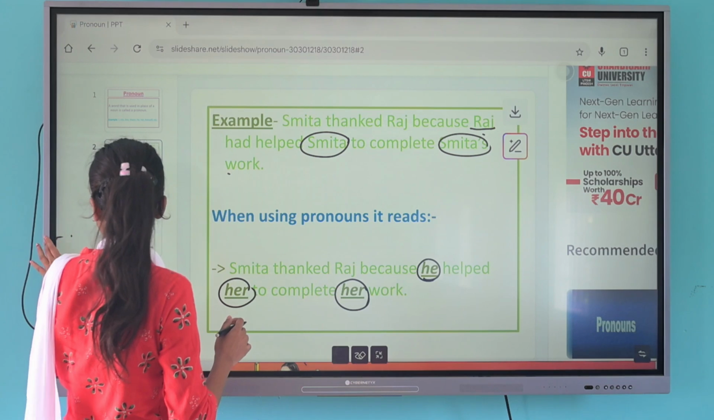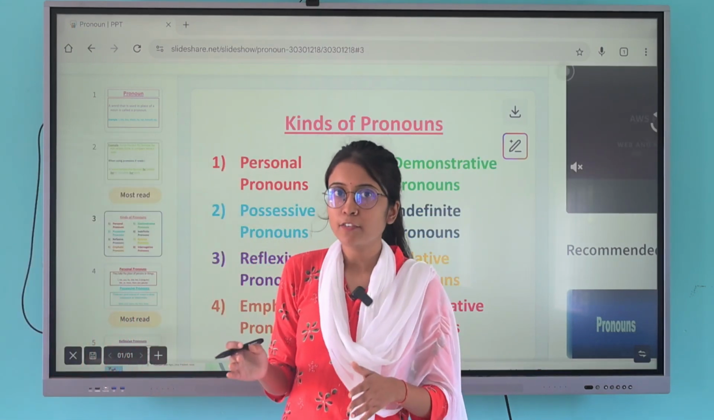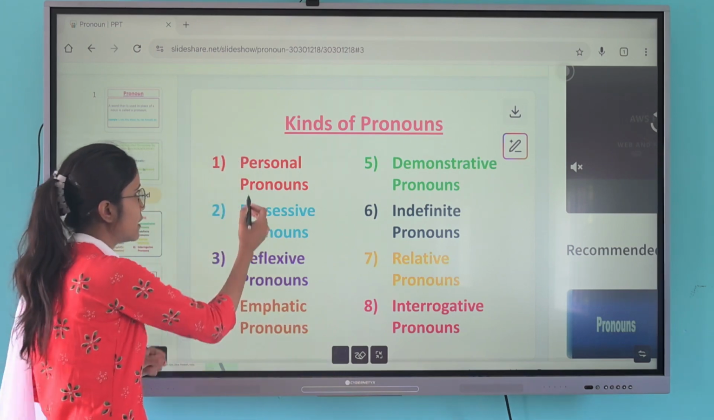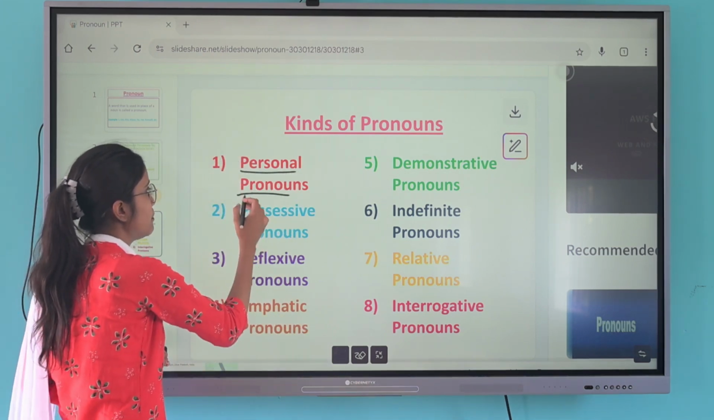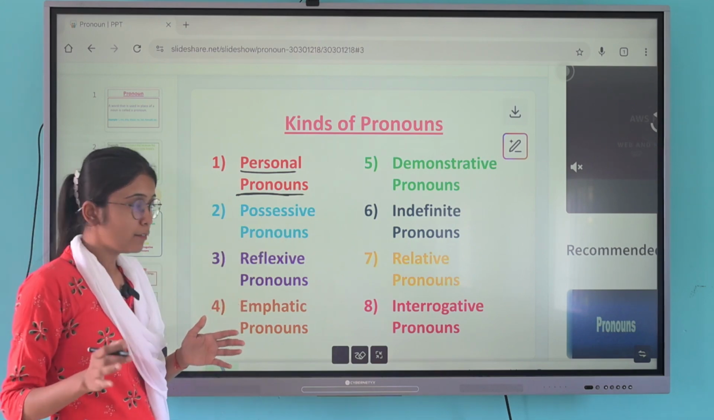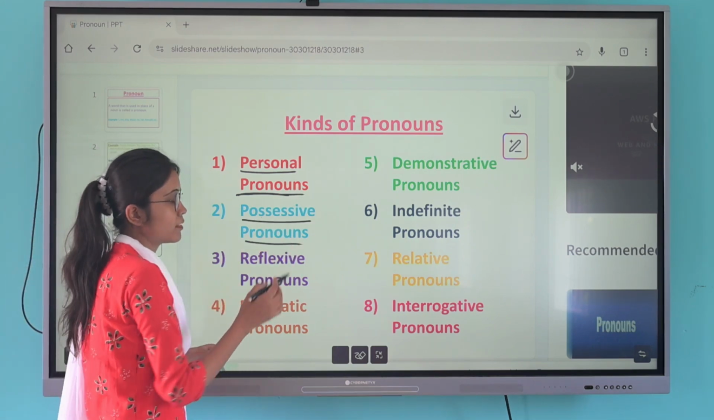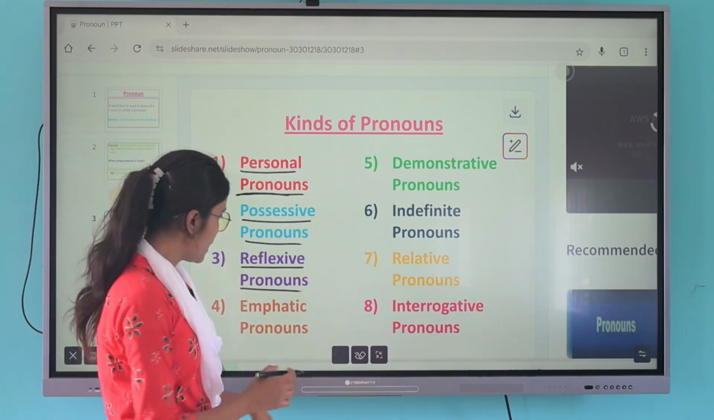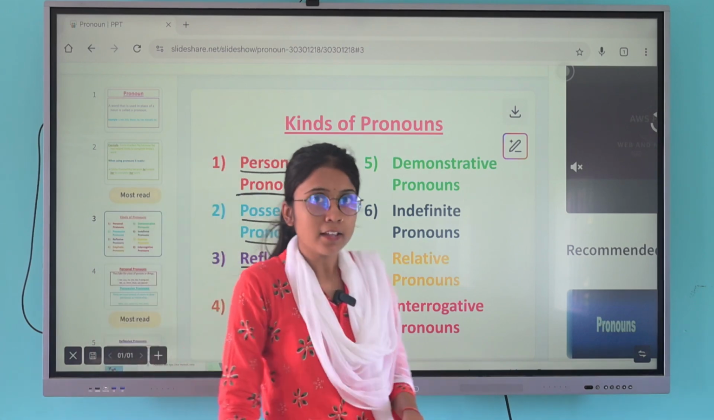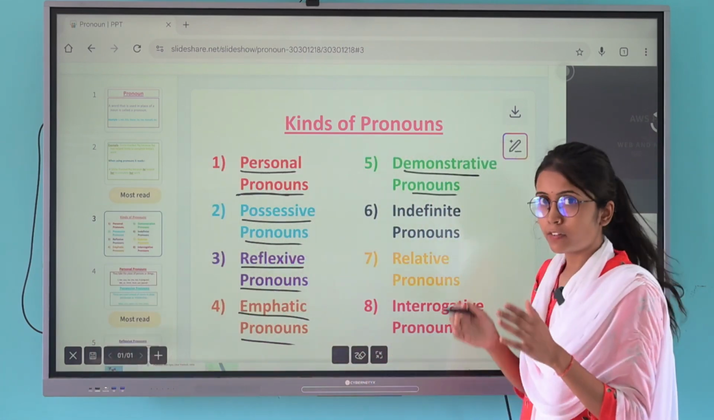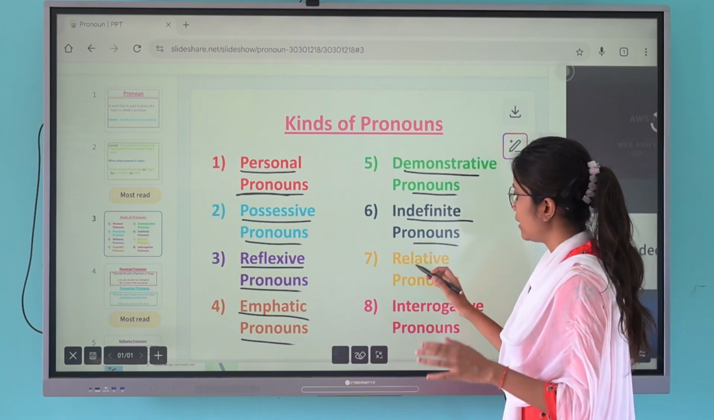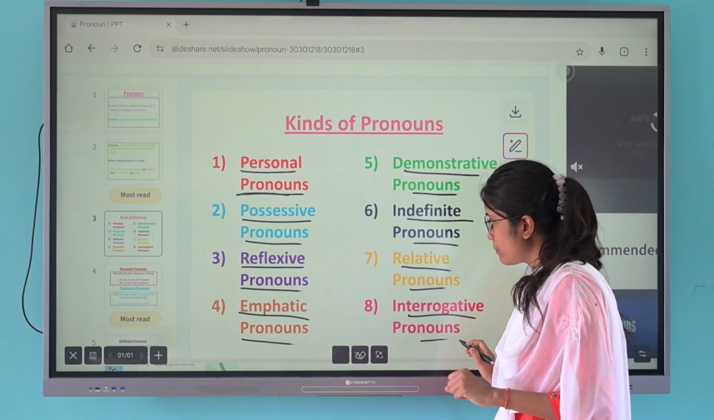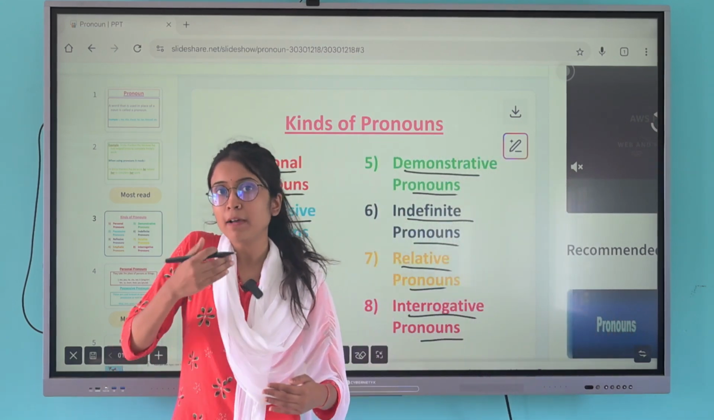So let's start. How many types of pronoun? How many kinds of pronouns? See, there are 8 kinds of pronouns. The first one is personal pronoun. The second one is possessive pronoun. The third one is reflexive pronoun, and the fourth one is emphatic pronoun. Fifth one is demonstrative pronoun. Sixth one is indefinite pronoun, seventh one is relative pronoun, and eighth one is interrogative pronoun. So let's discuss one by one about them.